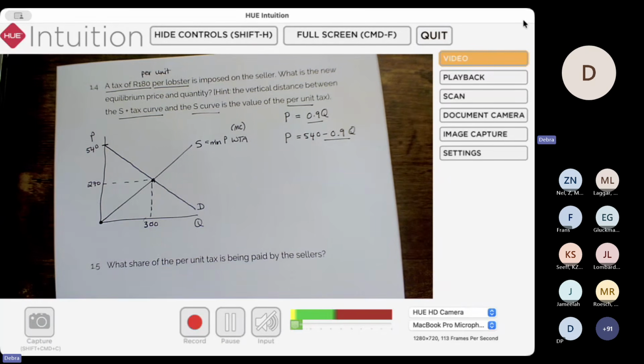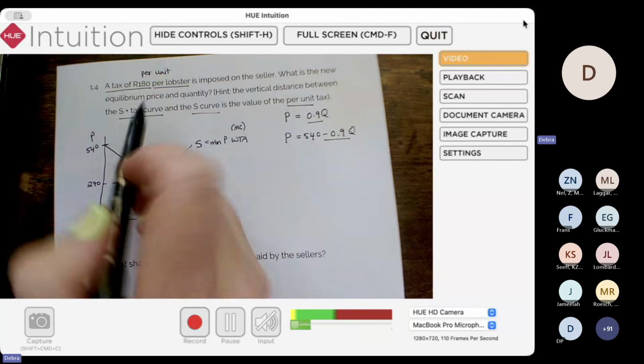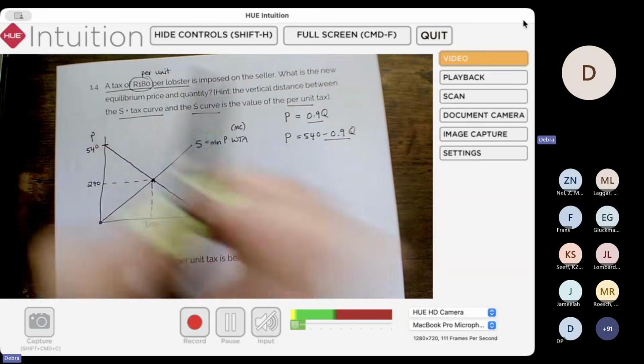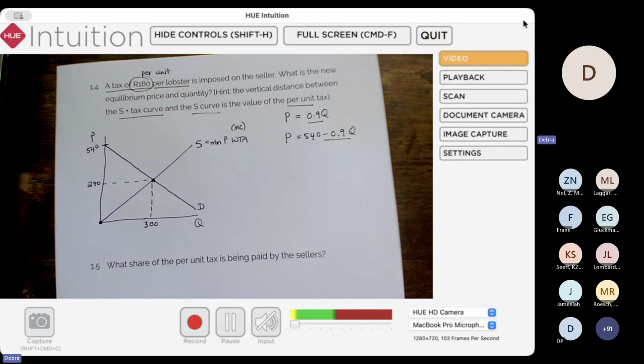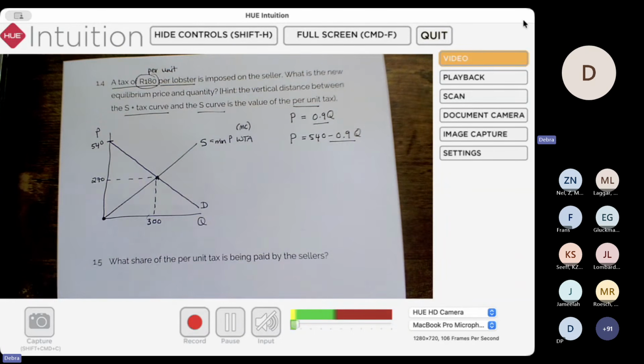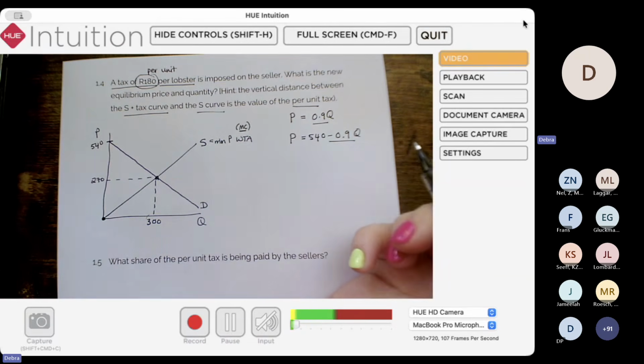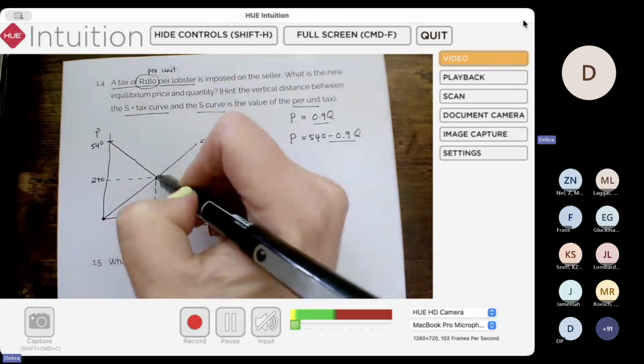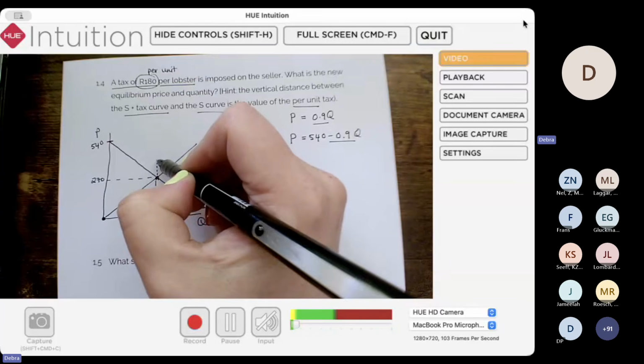If now I, as the seller, have to pay 180 Rand of tax to government once I have sold all my product, so this comes after the fact, it means that I need to build that per unit tax into my cost of production. So the tax isn't a direct cost of production, so it doesn't form part of the marginal cost of producing, but it is a cost that I need to account for.